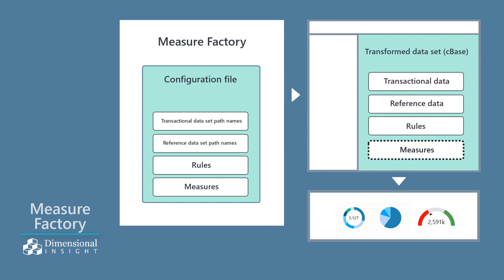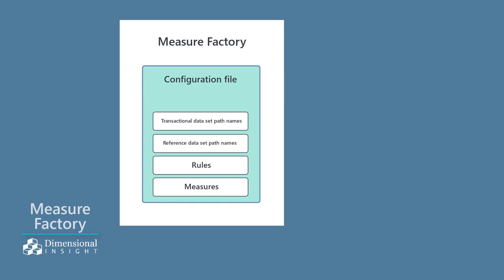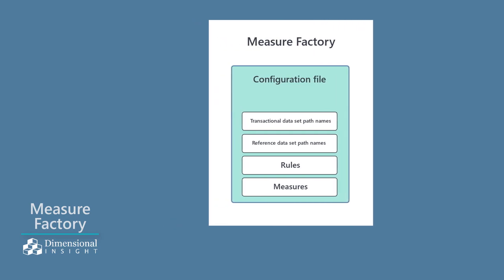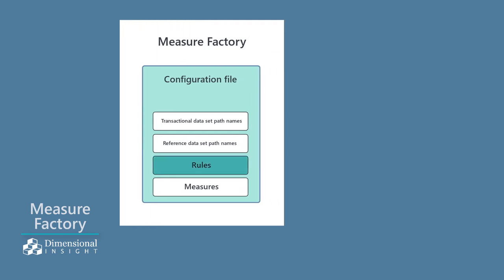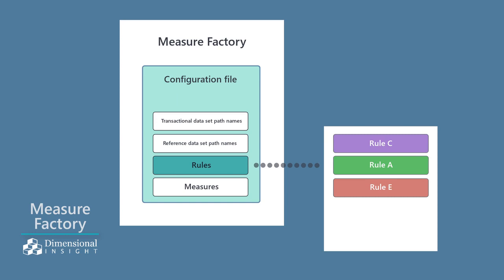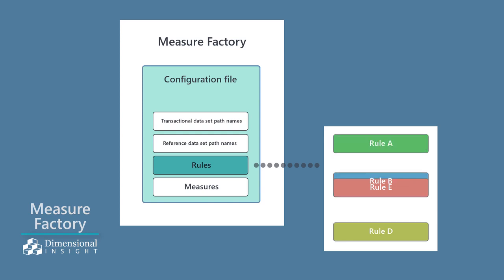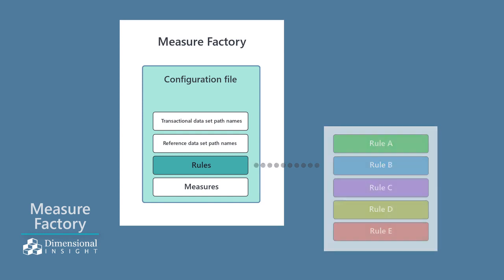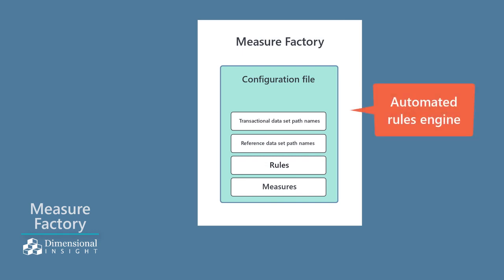Let's go back to the configuration file to look at one more important piece of information about the way Measure Factory processes data. When you create rules in the configuration file, you can create them in any order you'd like. As long as the rules are properly defined, Measure Factory will figure out not only what order to process them in, but find the most efficient way to process them. This is why we call Measure Factory an automated rules engine. You can devote your energies to constructing the rules themselves and let Measure Factory figure out the best way to apply them.